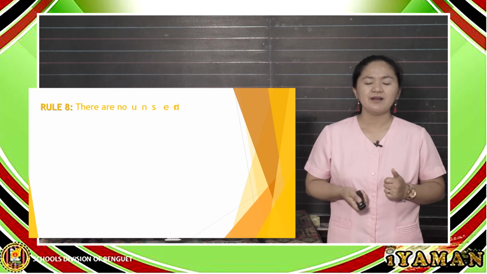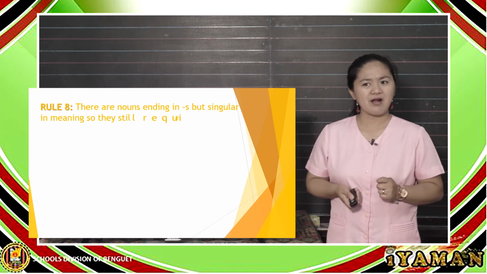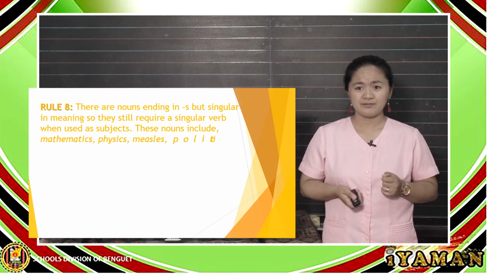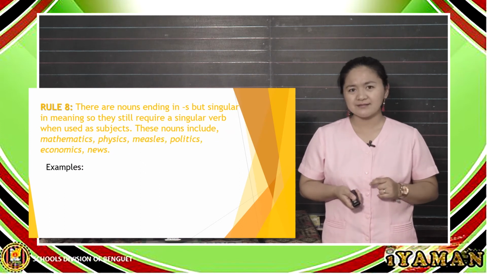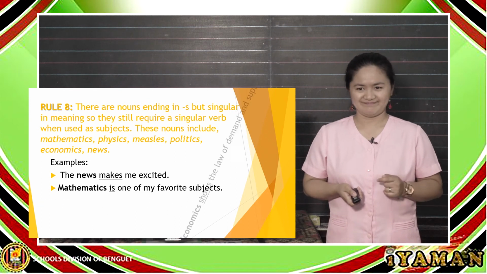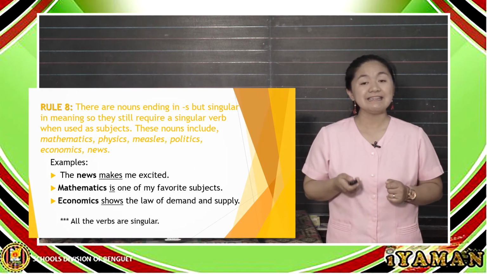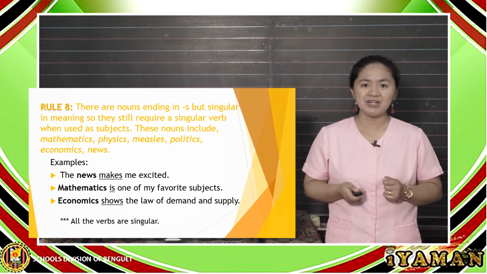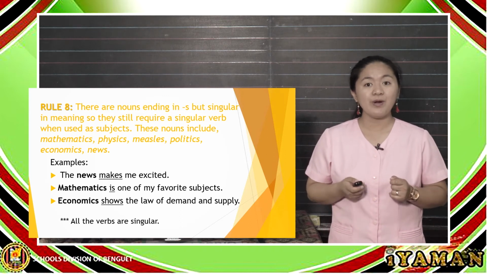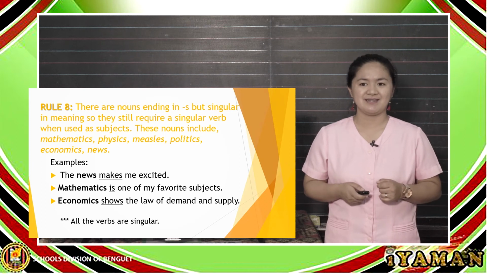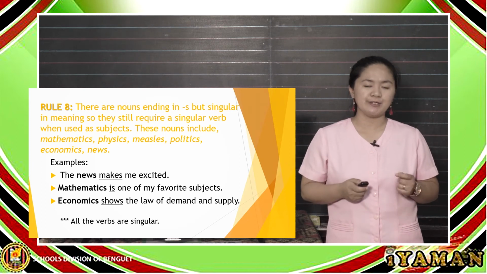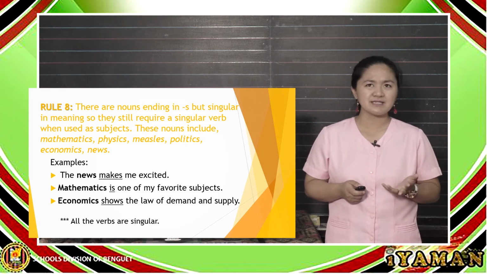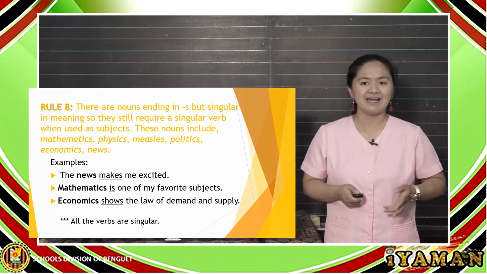Moving on. Are you aware that there are nouns ending in S but singular in meaning? Can you give examples? Good. There are nouns ending in S but singular in meaning. So, they still require a singular verb when used as subjects. These nouns include mathematics, measles, politics, economics, news, physics.